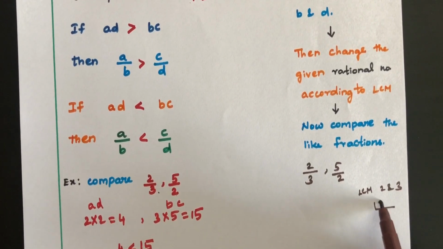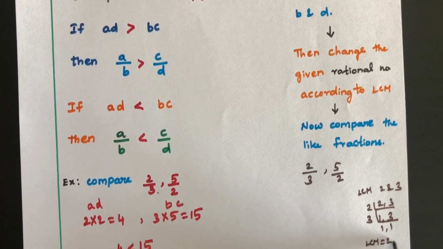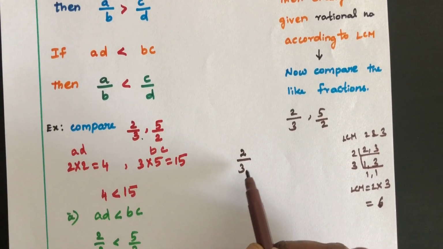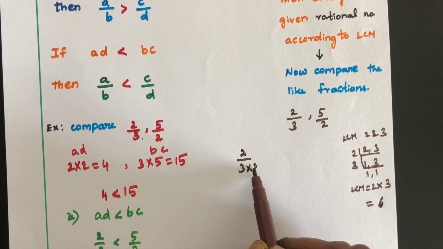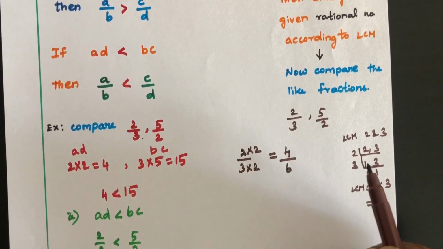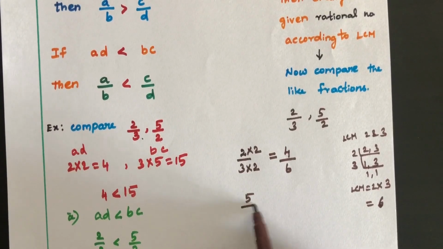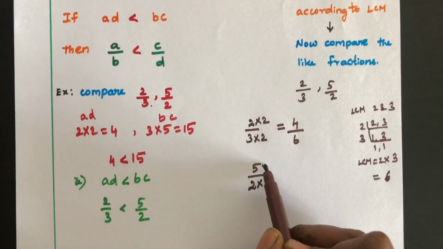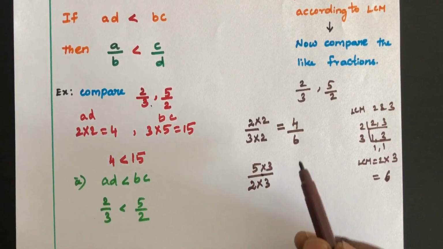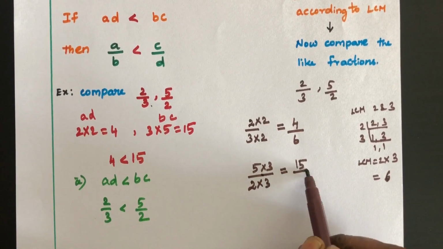What is the LCM of 2 and 3? If there is no common factor, the LCM is always the product of the given numbers. Okay. LCM is 6. First rational number: make the denominator 6. We need to multiply it by 2. So numerator also by 2. This is equal to 4 by 6. Correct. Now 5 by 2. To make the denominator 6, we need to multiply it by 3. So numerator also by 3. We cannot do it only for the denominator. Whatever you do for the denominator, you should do for the numerator also. This is equal to 15 by 6.